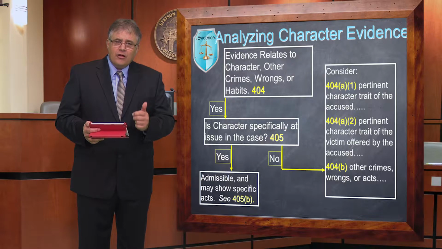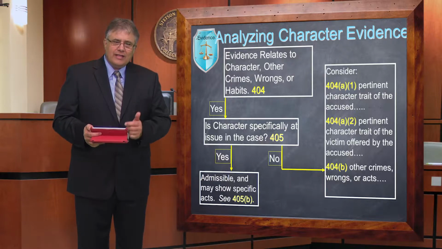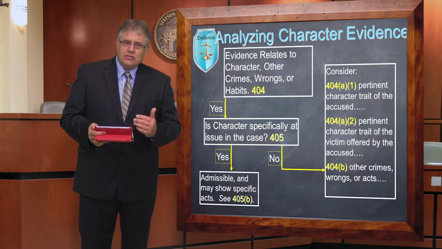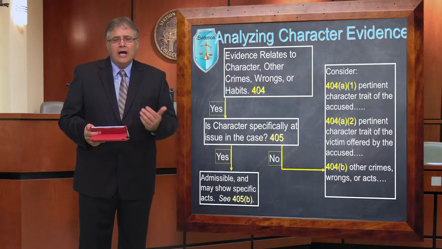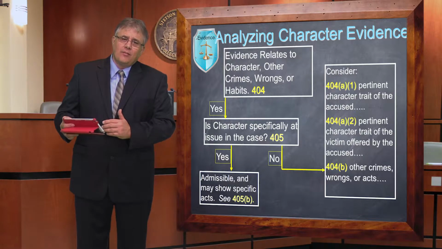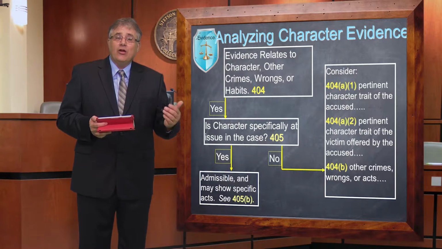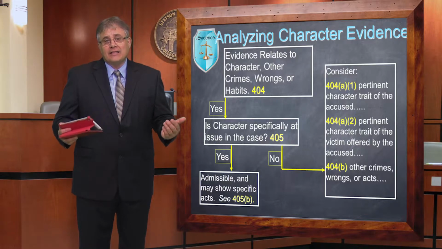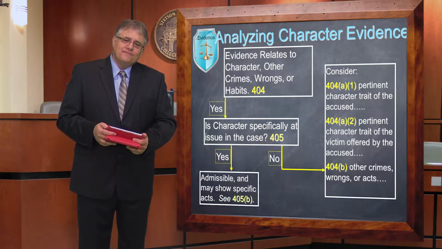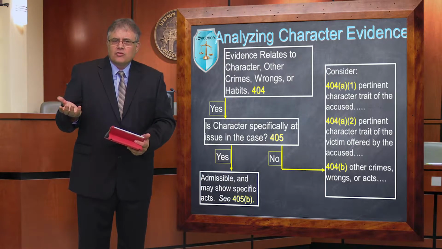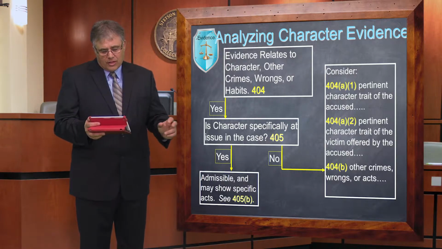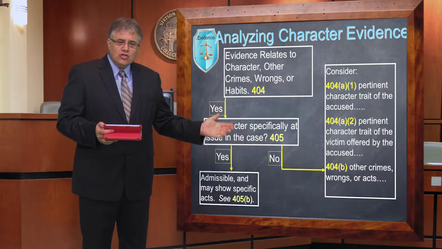I need to know if character is specifically at issue in the case. Now, in a civil case, it's relatively easy to determine if character is specifically at issue. I look at the cause of action. And if the cause of action has within it an element that reflects on the character of the people who are involved. Classic examples being child custody cases, negligent hiring cases. In those instances, character is relevant. I'm going to admit it. I'm going to allow it to be admitted any way that I need it to be admitted. And that's our third box right here. Admissible, and I can show it through specific acts.